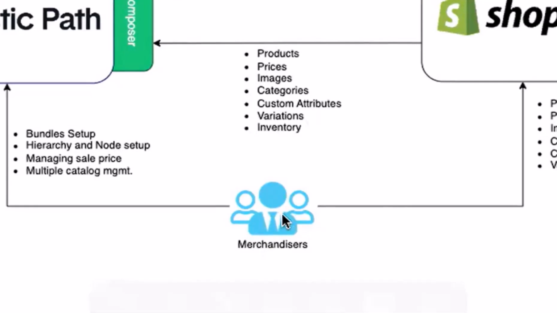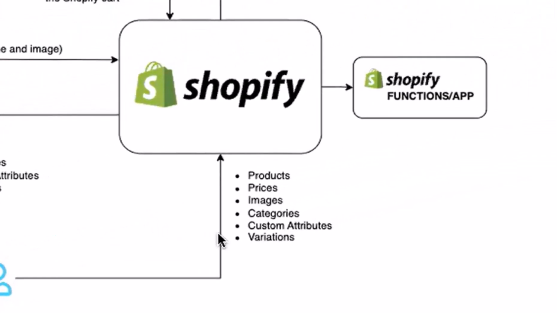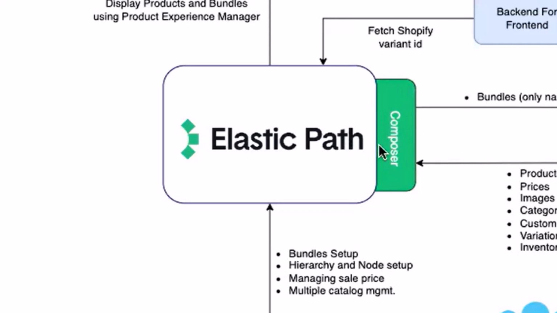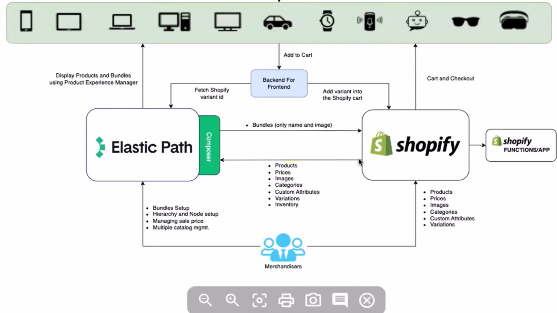Your merchandisers have already created standard products, variants, prices, images, categories, and attributes in Shopify. We have created a turnkey integration in Composer, which will sync all your catalog data from Shopify to Elastic Path. This will also load Shopify product and variant IDs into Elastic Path. Once the catalog data exists in Elastic Path, your merchandisers are able to create bundles from those standard products, create the hierarchy and the nodes, manage the sale price, and manage multiple catalogs for different channels.